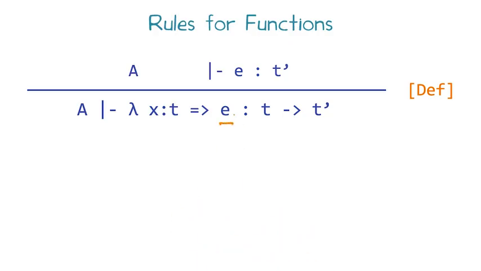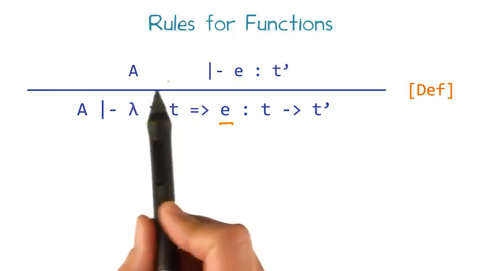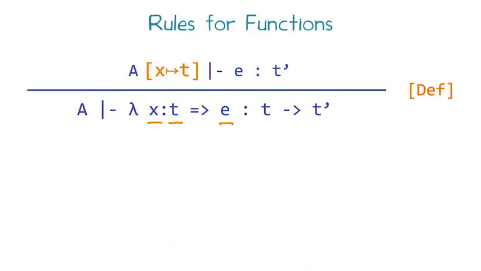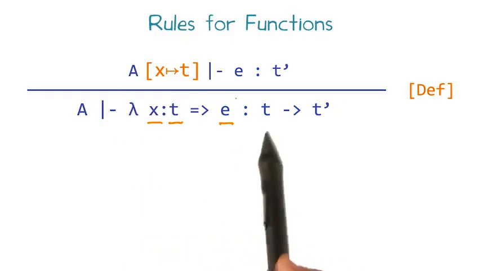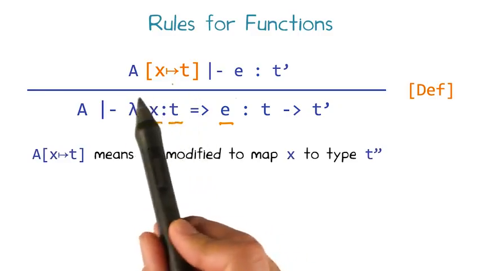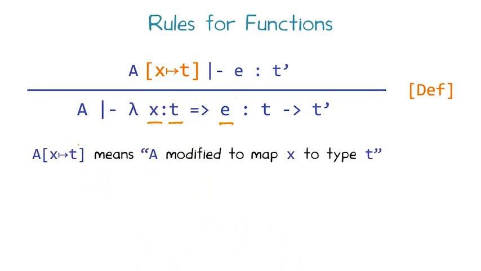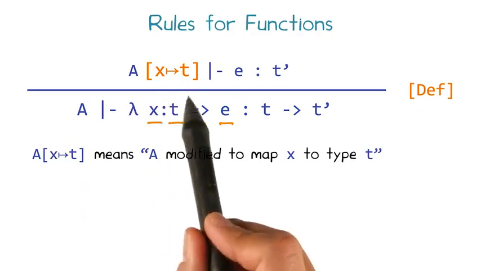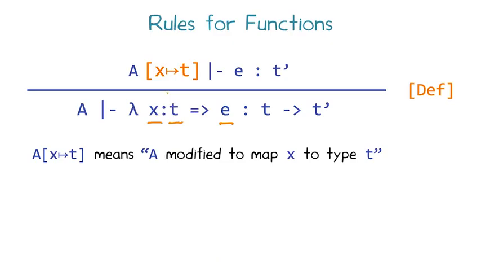In this expression E, x is a free variable and we need its type. We can fix this by explicitly requiring the environment to map x to type T. We do so by adding the notation x arrow T in square brackets beside the letter A in the hypothesis of this rule. Notice that this environment is the same as that in the conclusion of the rule, except that the environment in the conclusion of the rule does not give the type of x. This is correct since x is not a free variable in this expression. Rather, it is bound, that is, defined as the argument of this function.